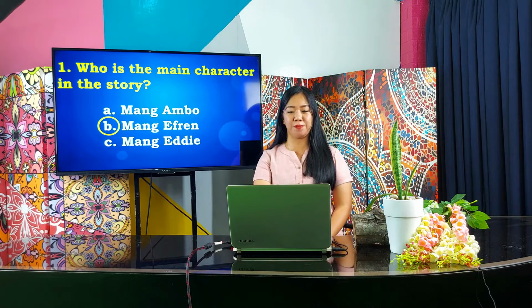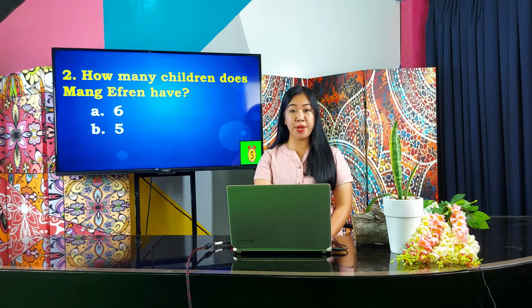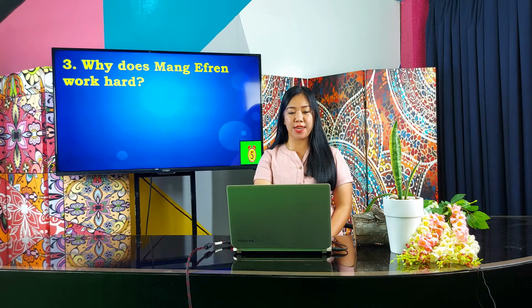Mang Efren. Number 2. How many children does Mang Efren have? A. 6, B. 5, or letter C. 4? What is your answer, kids? The correct answer is letter A. 6. Amazing!